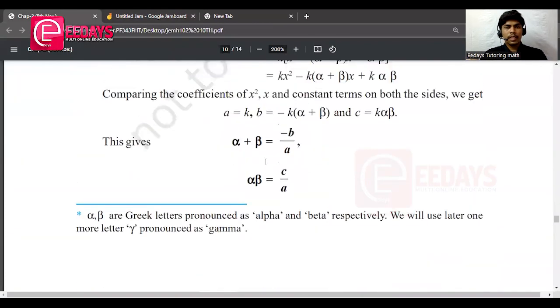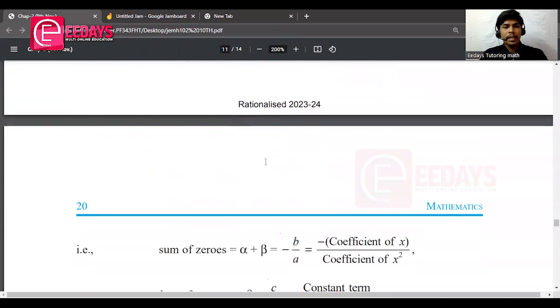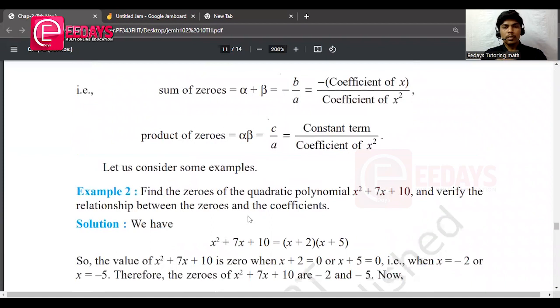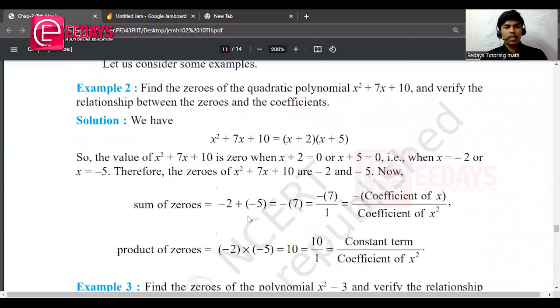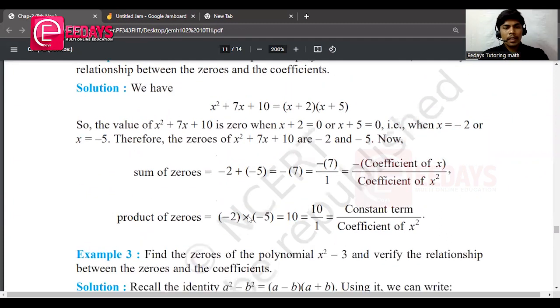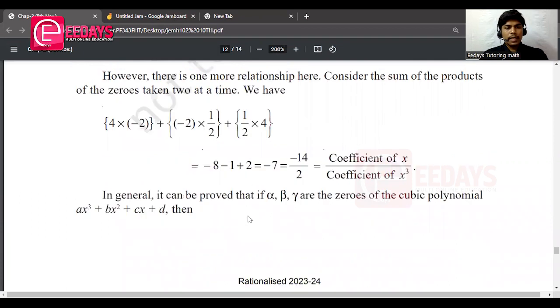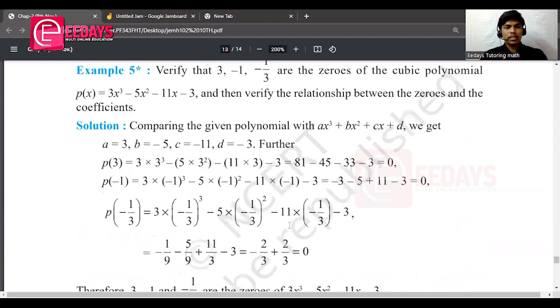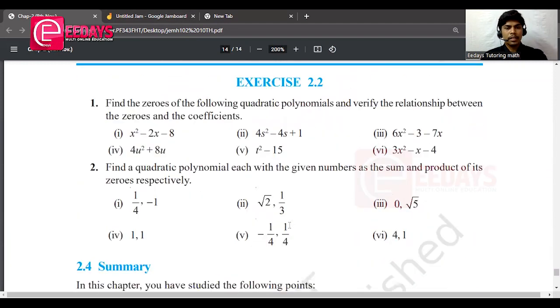Also we have discussed the cubic polynomial. Here alpha plus beta is equal to minus b by a and alpha beta is equal to c by a, that is, minus the coefficient of x by the coefficient of x square. Sum of zeros, alpha plus beta. Highlight that in your textbook. We already solved how to verify the zeros of a polynomial. For the cubic polynomial, alpha plus beta plus gamma is equal to minus b by a, and we already did the verification part.